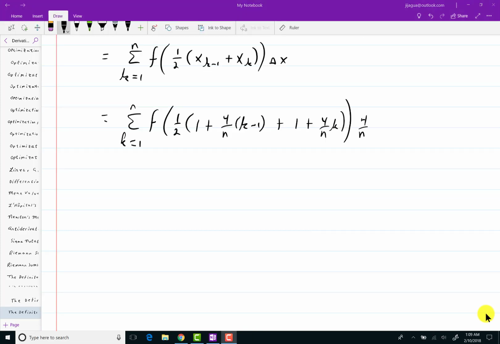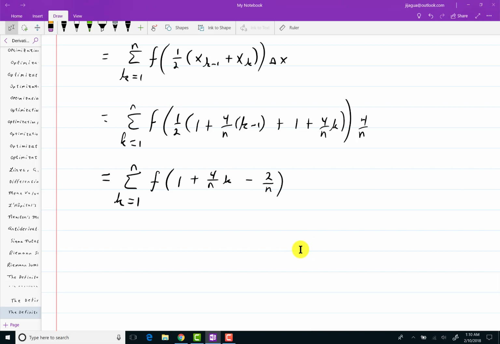This equals the sum k equals 1 to n, f of... I'm going to see if I can clean up in here at the same time as simplifying. So I'm going to do this 1/2 and multiply it through at the same time. You notice I have a 1 plus a 1, and half of that will be 1. Then I have 4 over nk plus 4 over nk. That's 8 over nk, but then the 1/2 will make that 4 over nk again. And then I have minus 4 over n, but the half will make that minus 2 over n.